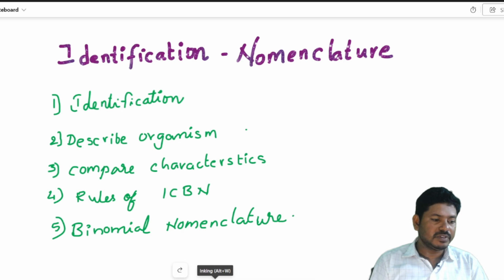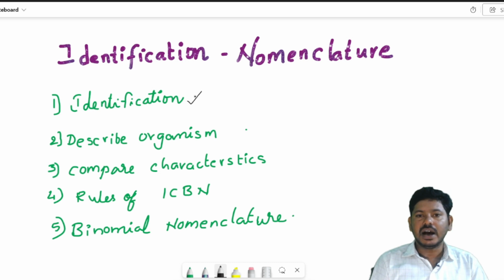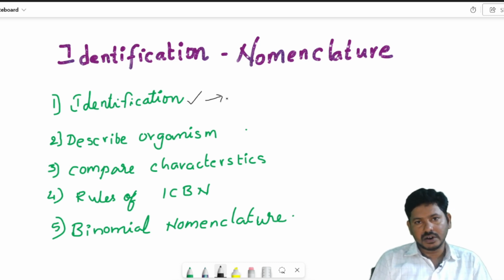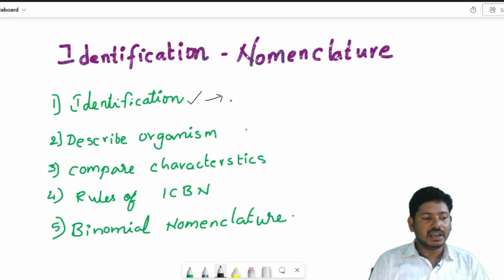Identification. When we want to give a name to an organism, first we have to identify the organism. Identification means searching for a new organism, either plant or animal. This is botany class, so here we get a new plant, or a known plant. How do we give a name to an organism? The second step is to describe the organism.